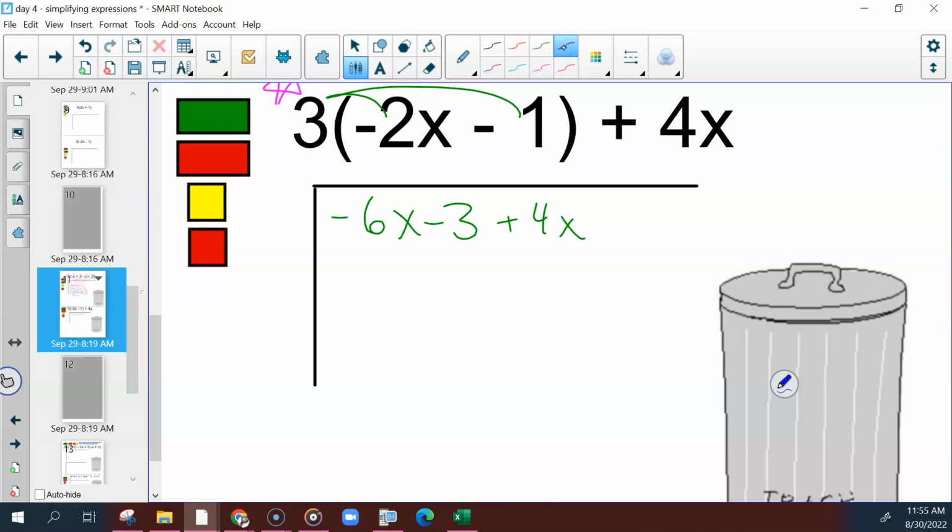And then our next step would be to do what? Combine like terms, which are our negative 6x and our positive 4x. So if we combine those, we get what? Negative 2x minus 3. Questions so far?